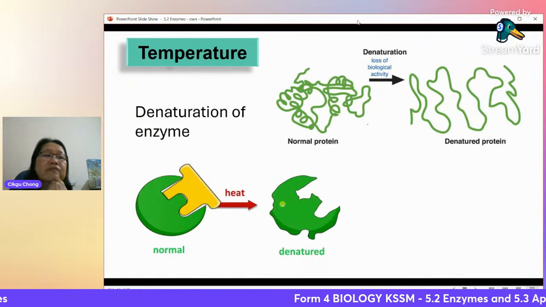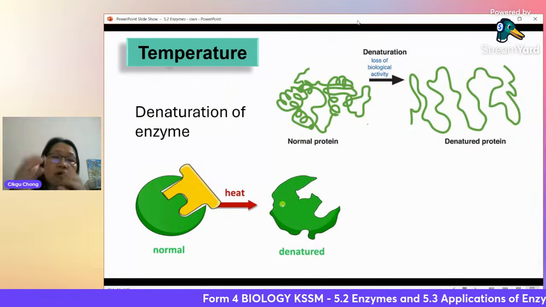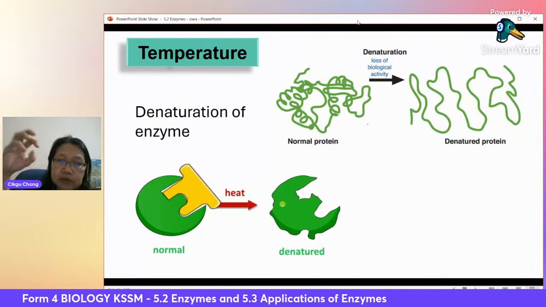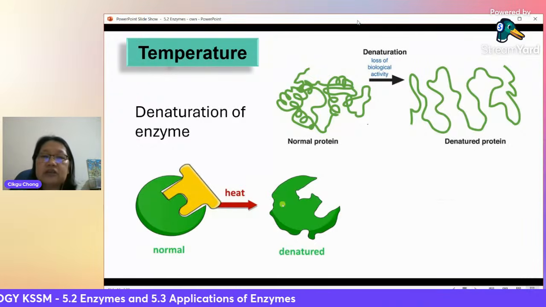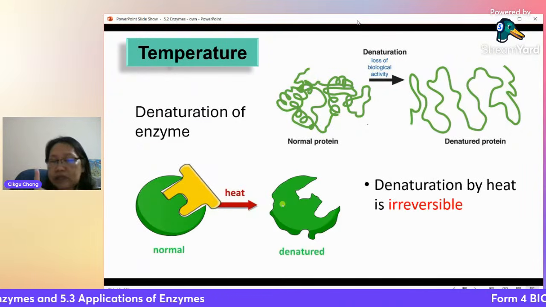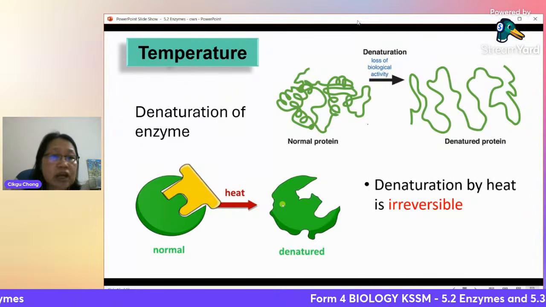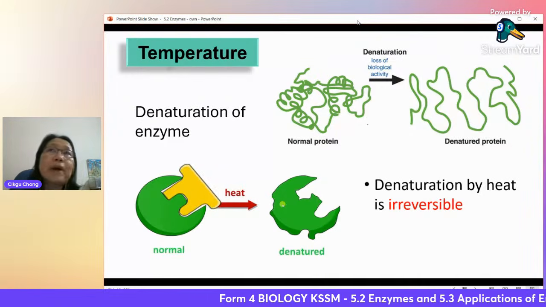And look at the shape of the active site. It all changes shape. So when it changes shape, this substrate cannot fit anymore. Now, one important thing about denaturation by heat: it is irreversible. You cannot bring it backwards. You cannot go back to the original.